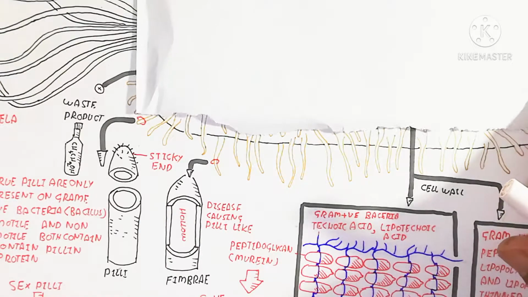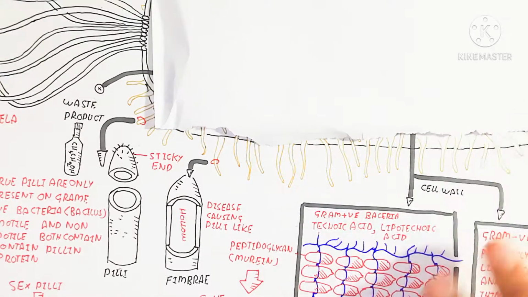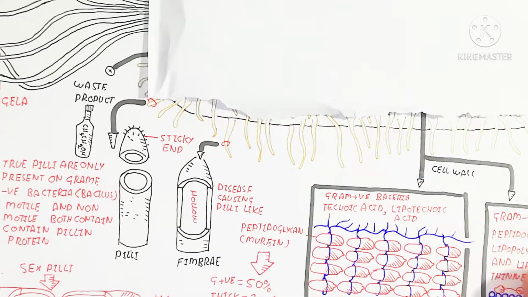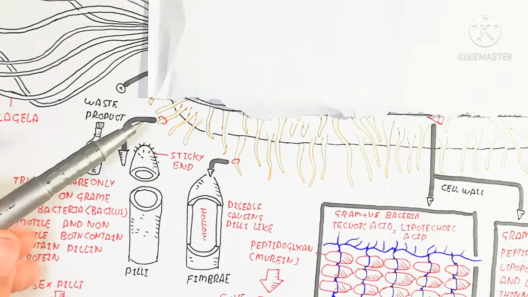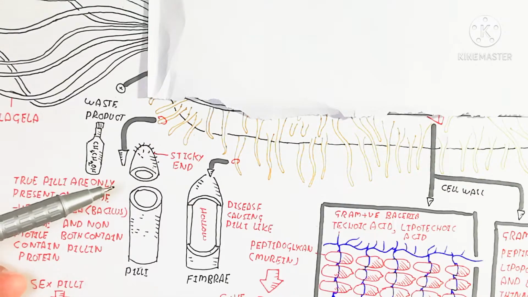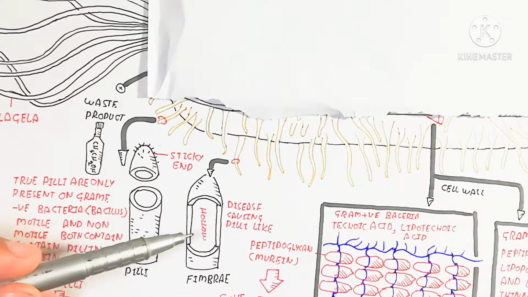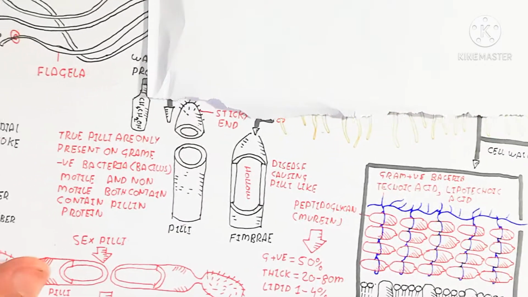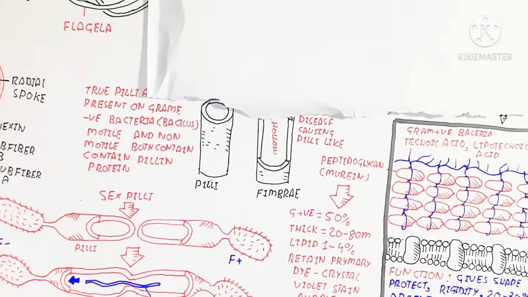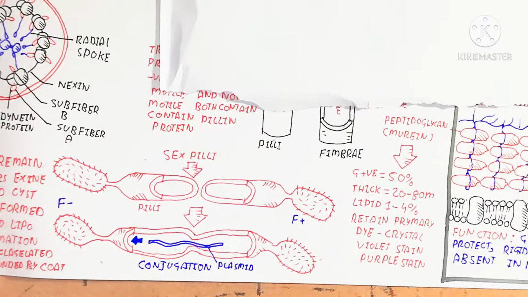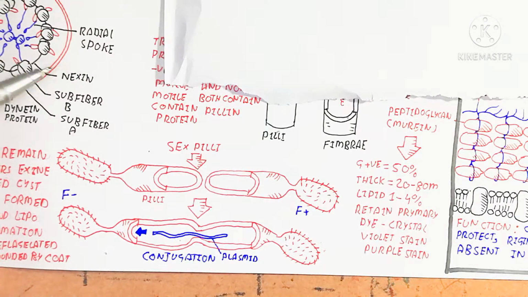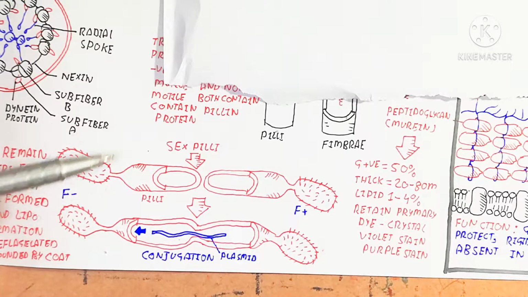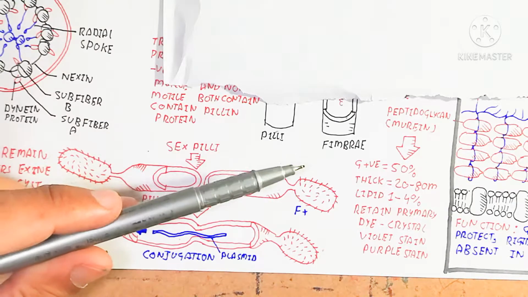So here is basically the pili, which are smaller than the flagella. The pili are hollow, shaped like this, and sticky ends are present which are used for attachment as well as movement. Then there are the fimbriae. Fimbriae are disease-causing pili-like structures. They are the same but a little bit bigger than the pili. The sex pili are also present, which are used for conjugation.